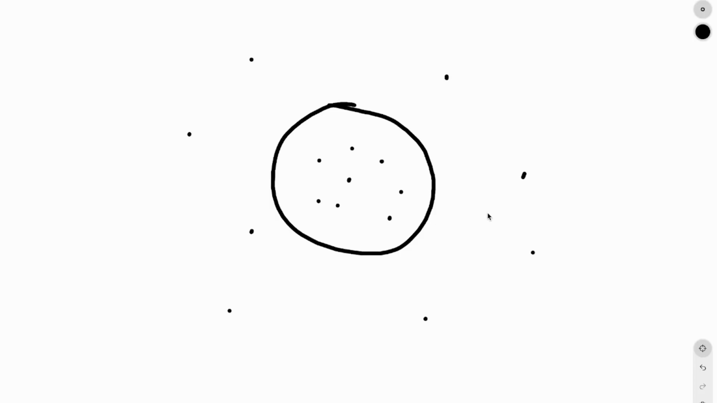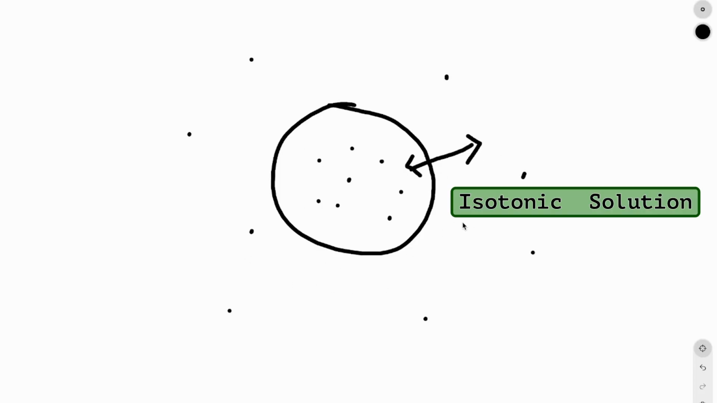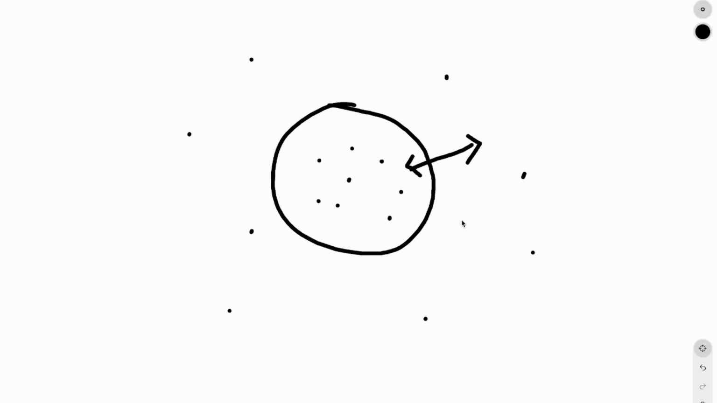When a cell is in water that has the same tonicity as the water inside the cell, water will move back and forth between the environment and the cell. This is called an isotonic solution. It is also a solution that is in dynamic equilibrium. I covered that concept in my previous video on cell transport.